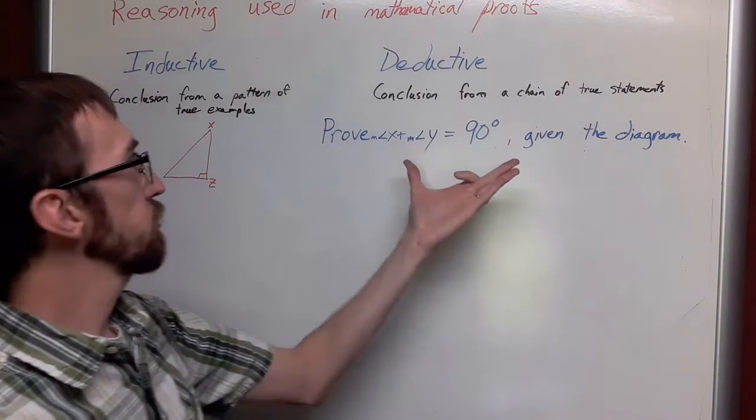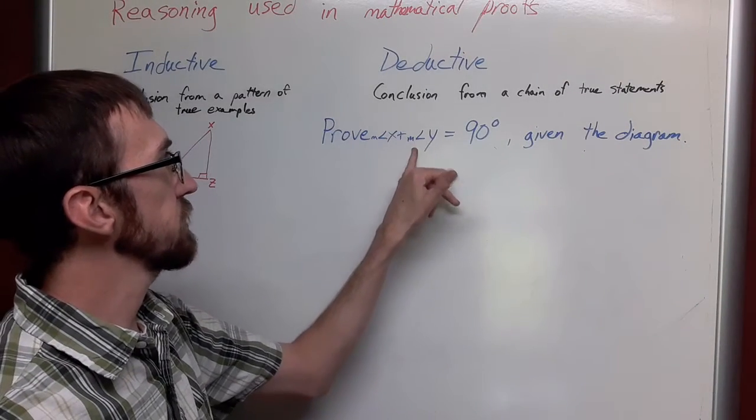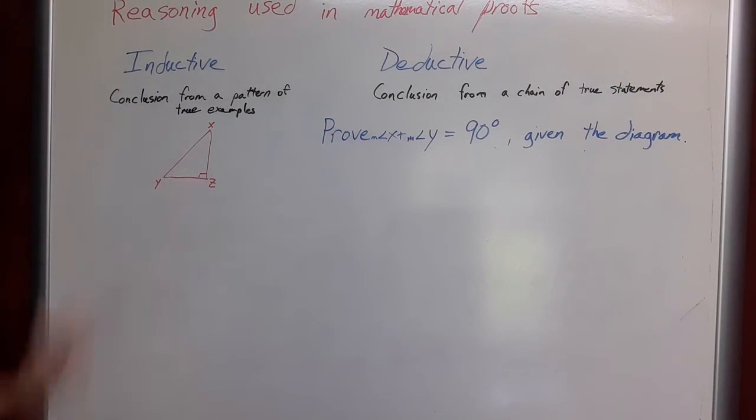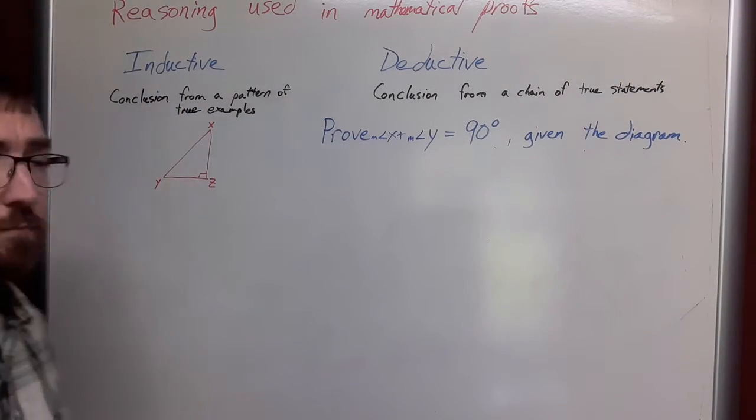And the thing that we're going to prove is that the measure of x plus the measure of y is 90 degrees, and given this as our givens, this diagram.